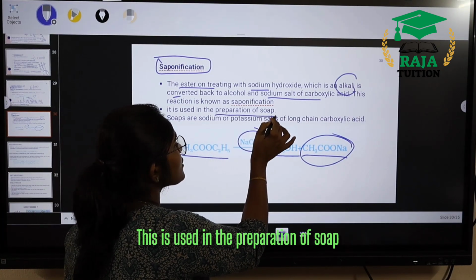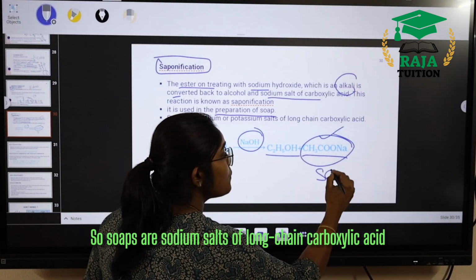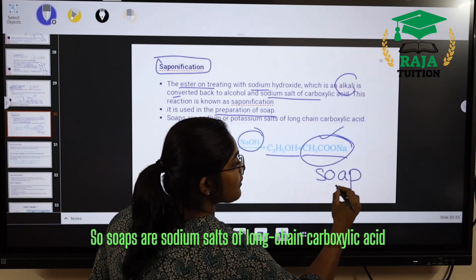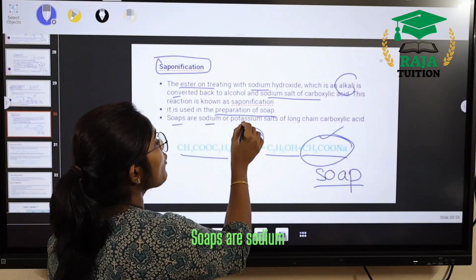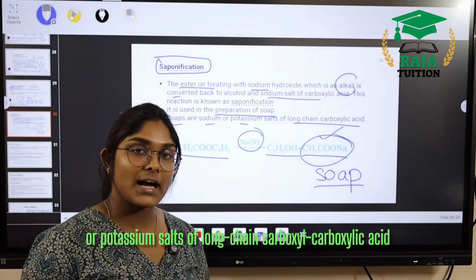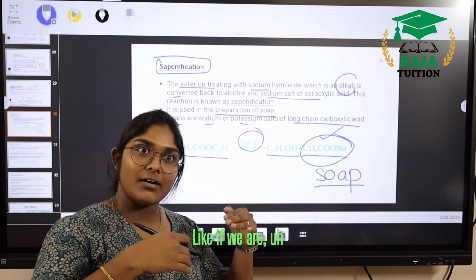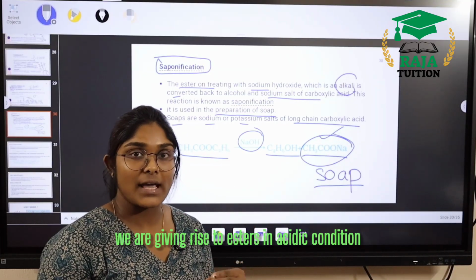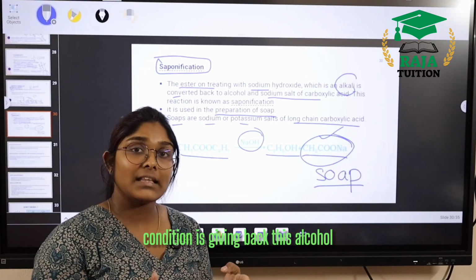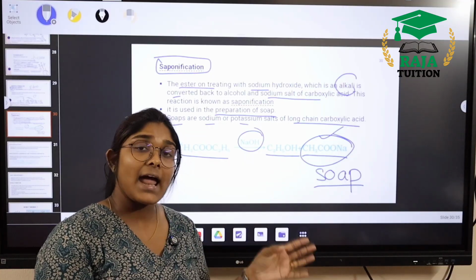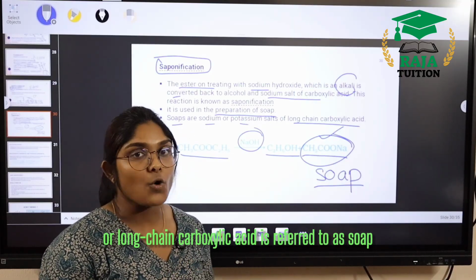This is used in the preparation of soap. So what is this compound? Soap. Soaps are sodium or potassium salts of long chain carboxylic acids. In this way we are producing soaps. So we are studying two things from the same reaction: with the help of an alcohol and an acid, we give rise to esters in acidic conditions, and that ester in alkaline conditions gives back the alcohol and the sodium salt of that acid, and the sodium salt of a long chain carboxylic acid is referred to as soap.